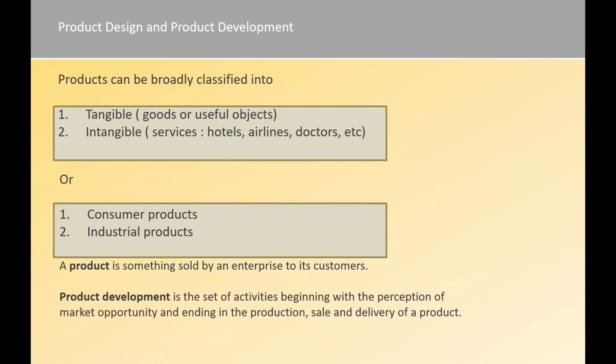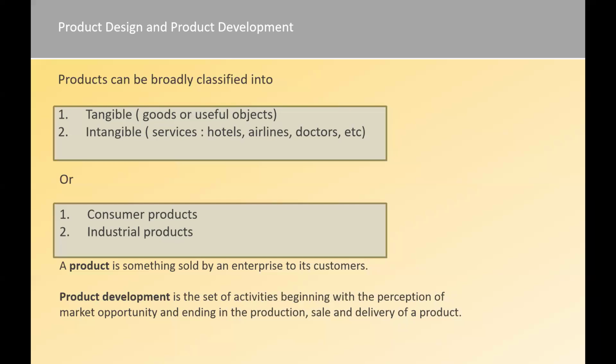A product development is a set of activities. Here we are not talking only about product design, but about product development. It is a set of activities beginning with the perception of a market opportunity. Let's say we consider a coastal rural area where the groundwater is very hard and there is a scarcity of fresh water sources. Then the kind of products which need to be sold there are really different.